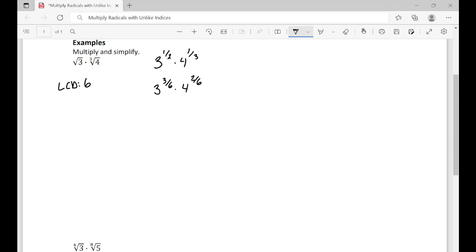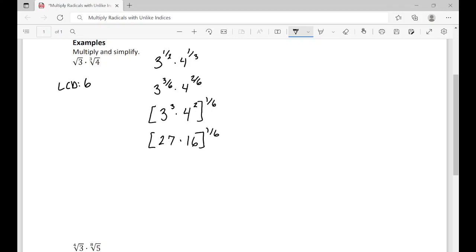Now, how does that help me? Well, both of them have a 1/6 in them, technically. So I can actually factor out a 1/6 exponent from both of these. And when I do that, I'm going to have 3 cubed times 4 squared, all to the 1/6 power. Now I can multiply 3 cubed and 4 squared, and I'm going to get 27 times 16, all to the 1/6 power. And now it's pretty easy from here.